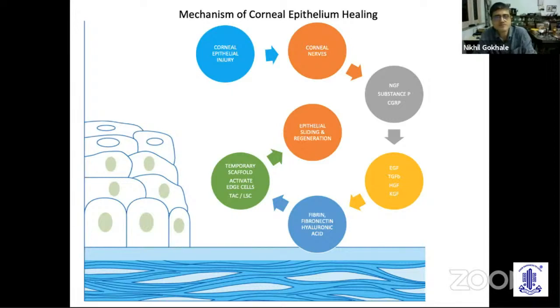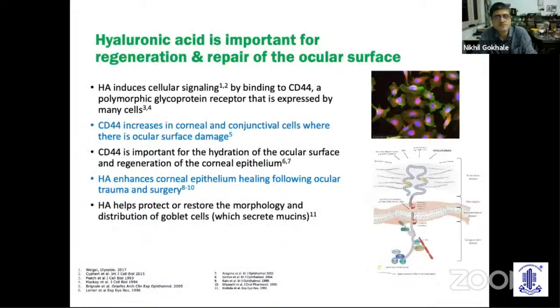We know that hyaluronic acid is important for ocular surface regeneration, and it binds to the CD44 receptor, which is there in the corneal and the conjunctival ocular surface epithelium. And this receptor tends to get upregulated whenever there is corneal injury. And therefore, hyaluronic acid plays a very important role in healing of the ocular surface.